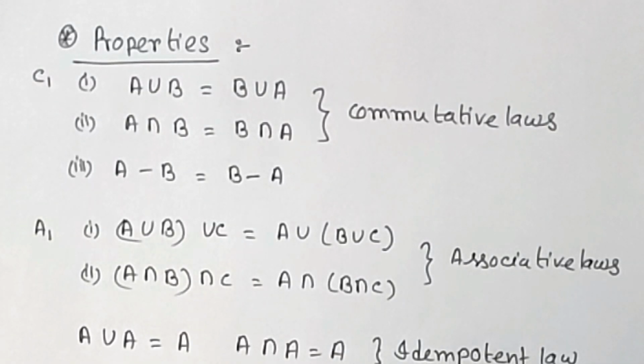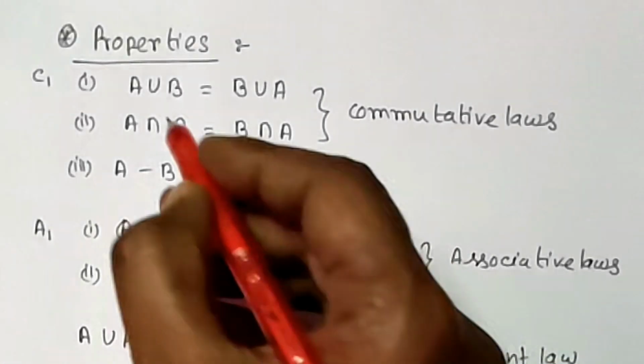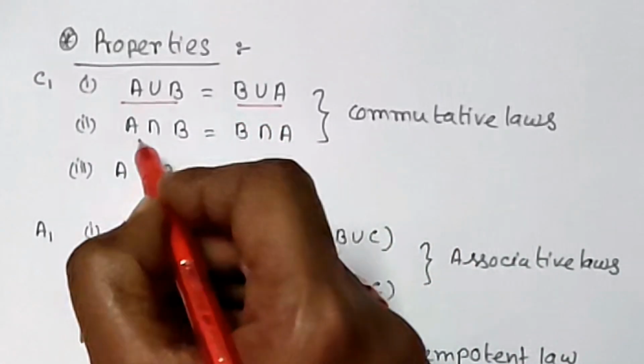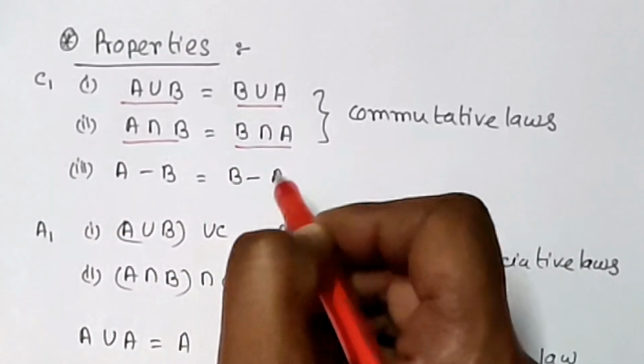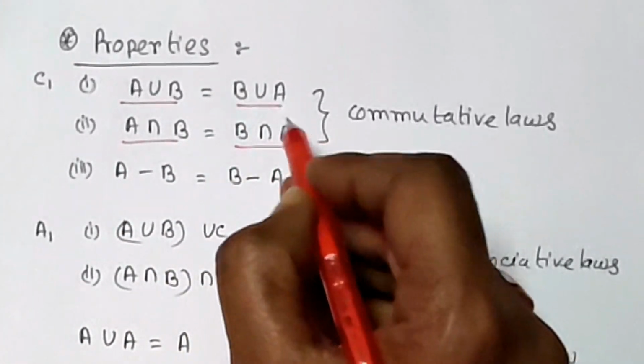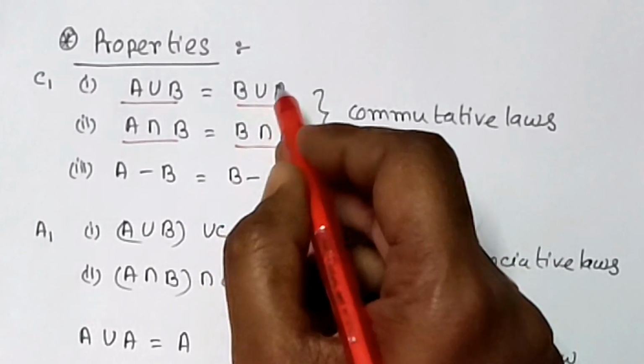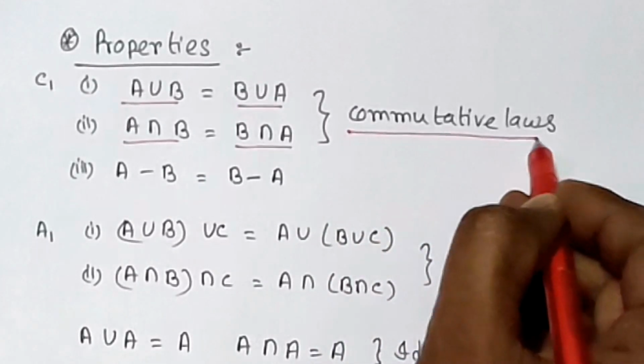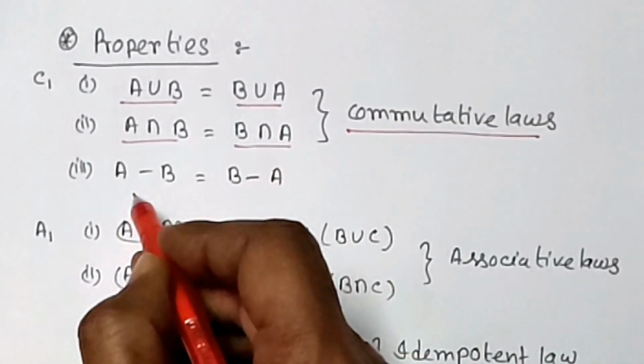Let's discuss some important and obvious properties of sets related to the operations. First one, A union B equals B union A. A intersection B equals B intersection A. These two properties are known as the commutative law for union as well as intersection.